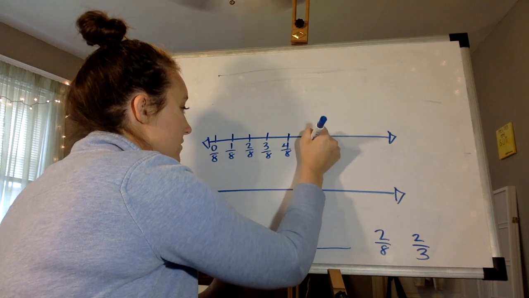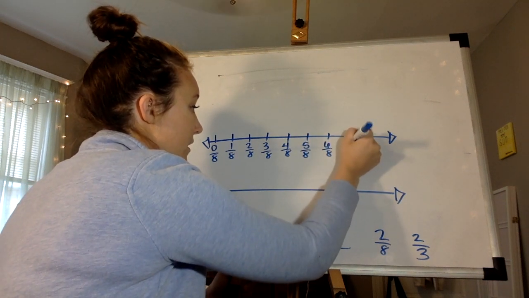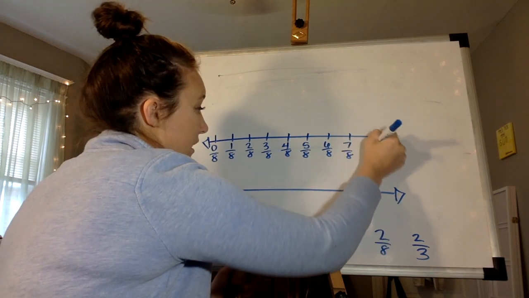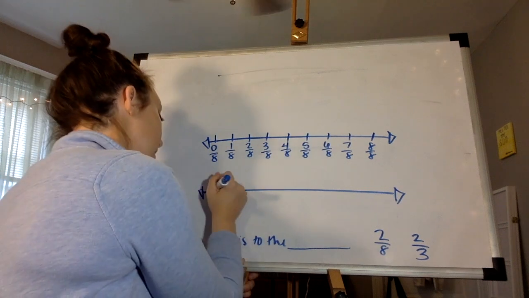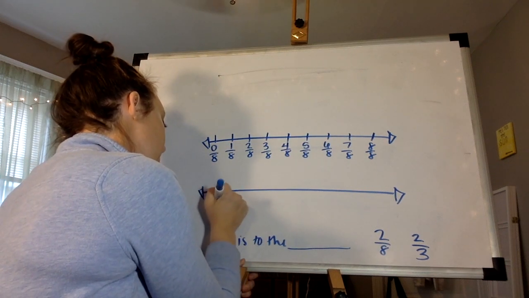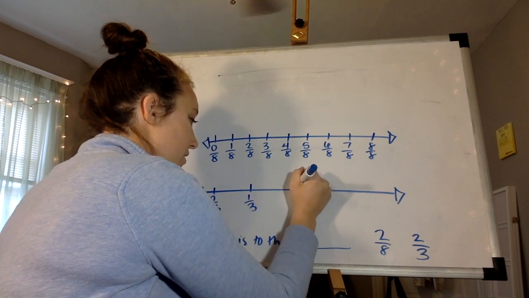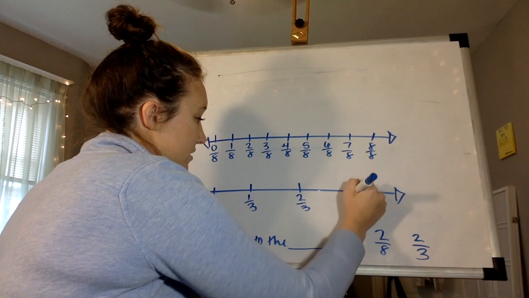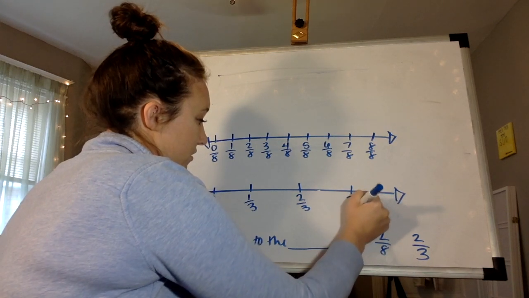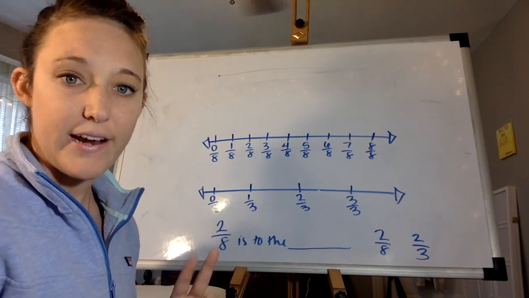Four eighths. An 8/8 or 1 whole. And then on the bottom number line, we will use our thirds. We've got 0/3, 1/3, 2/3, and 3/3. Okay? So now that I have that, I'm going to plot, and I need to plot both of them.